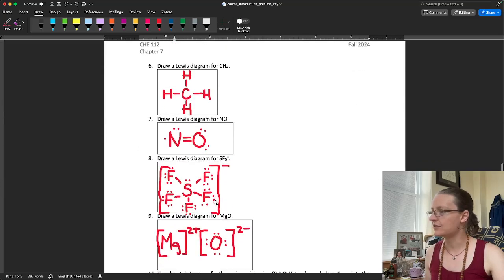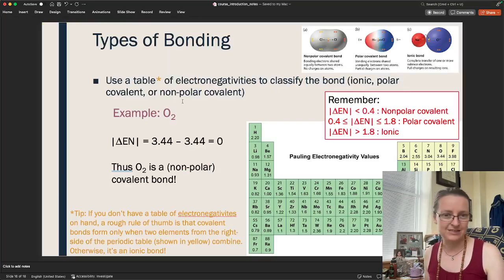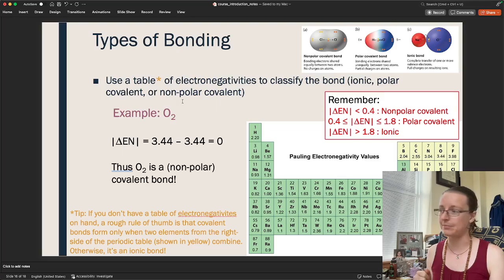For question 6, we're asked to draw a Lewis diagram for CH4. And so when it comes to drawing Lewis diagrams, we want to follow this step-by-step guide. And the first thing is to figure out which step-by-step guide you want to use, because it turns out we do Lewis dot diagrams differently for covalent compounds compared to ionic compounds.